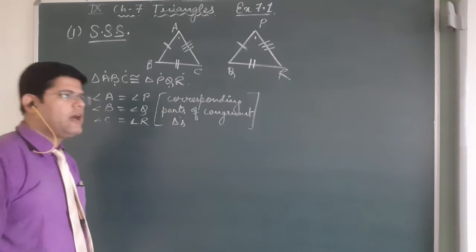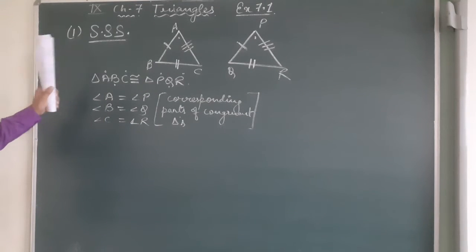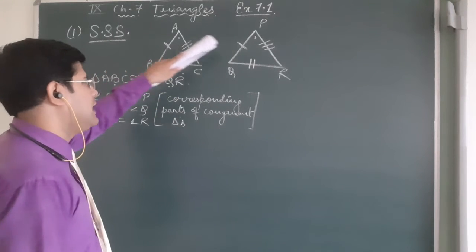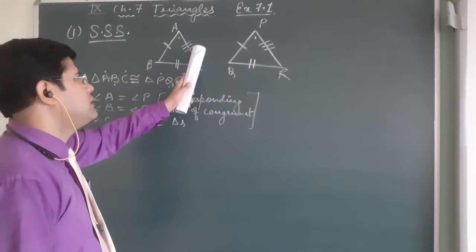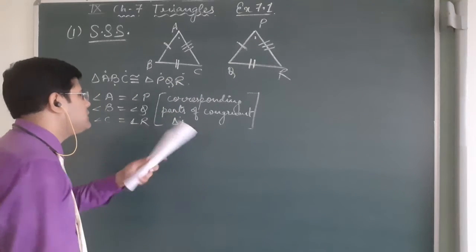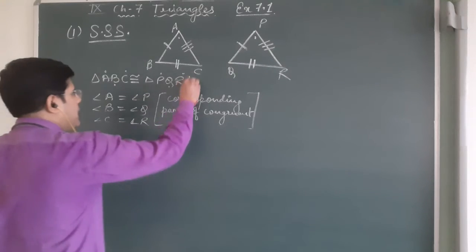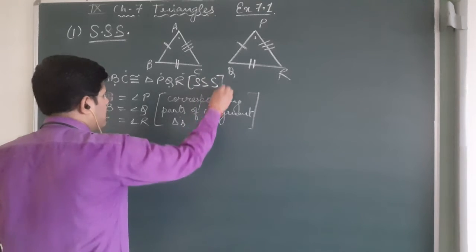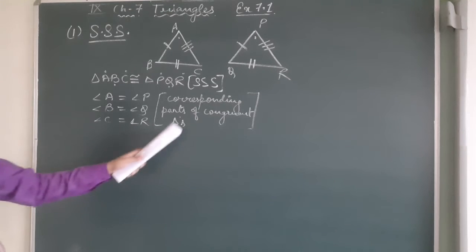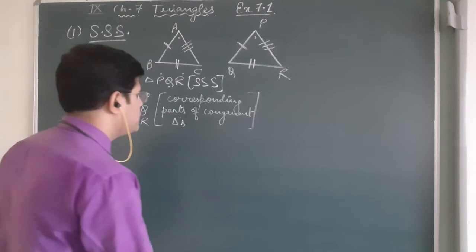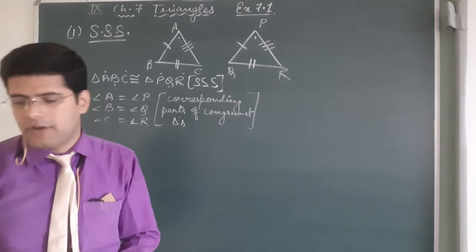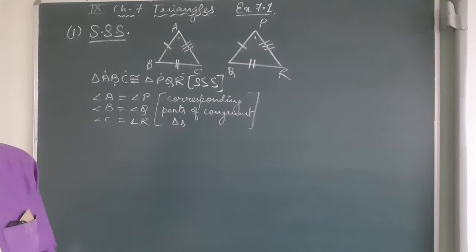Okay students, so here I have done the first property, SSS. Firstly it is given AB equal to PQ, because I already put the sign. BC equals QR and AC equals PR. It means those sides are equal to the corresponding sides of the other triangle. If this is true, then the triangles are congruent by the SSS congruency rule. After congruency, you can put all the remaining parts equal by corresponding parts of congruent triangles, in short form CPCT. So here I have done the first rule, SSS.